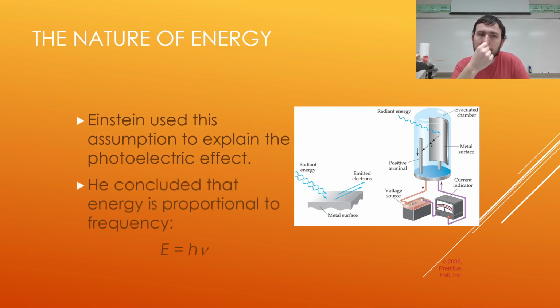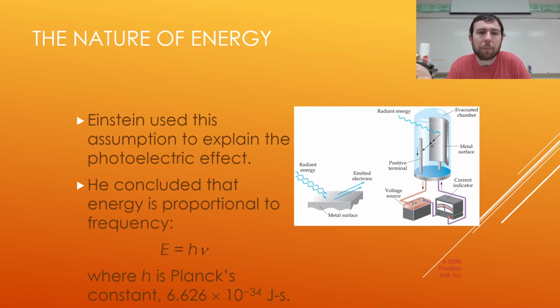And so Einstein concluded that energy is proportional to frequency. And again, we saw this equation in Unit 1, E equals h times nu, where h is Planck's constant, 6.626 times 10 to the negative 34th joule seconds, and nu would be the frequency of the light that you're dealing with.